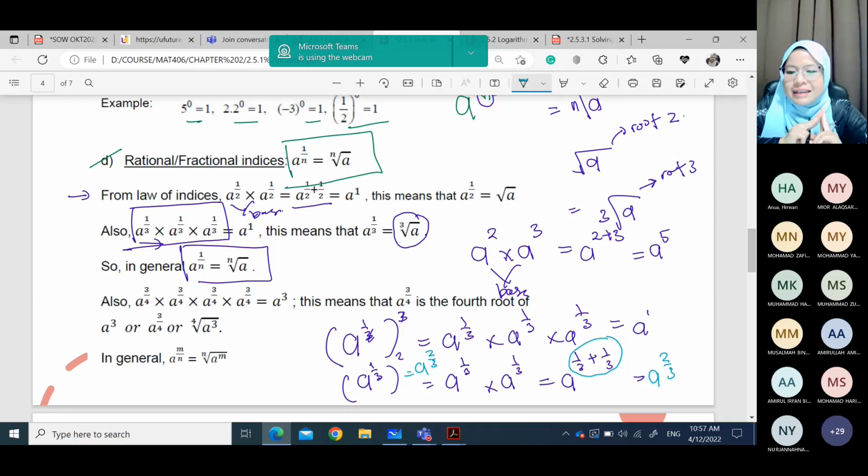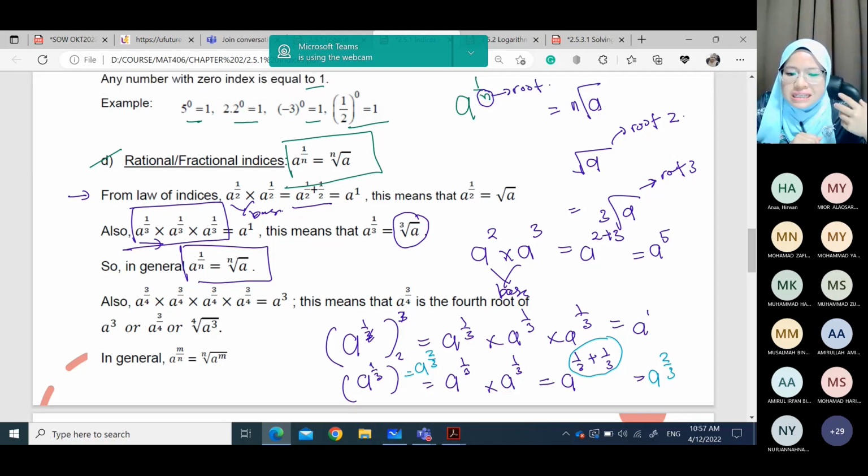So ada dua method dekat sini lah. Itu kalau base dia sama dan juga power dia sama. Yang beza kita darab berapa kali dekat sini. Okay? Faham?